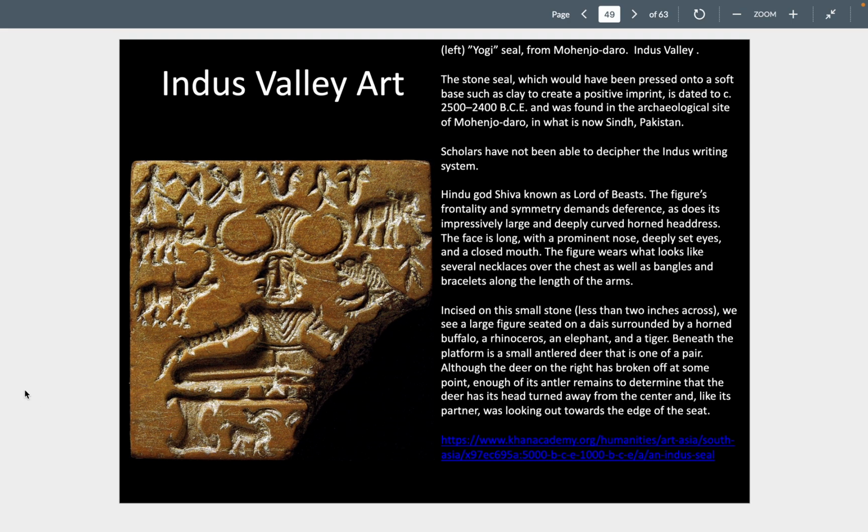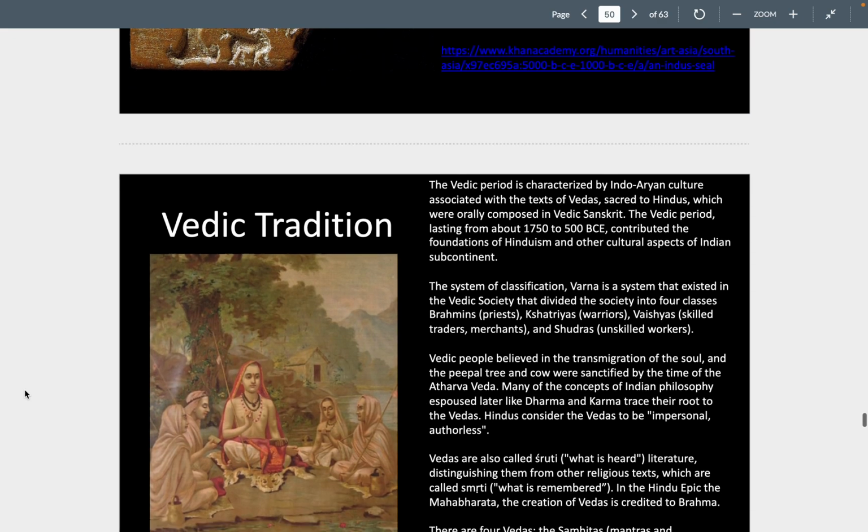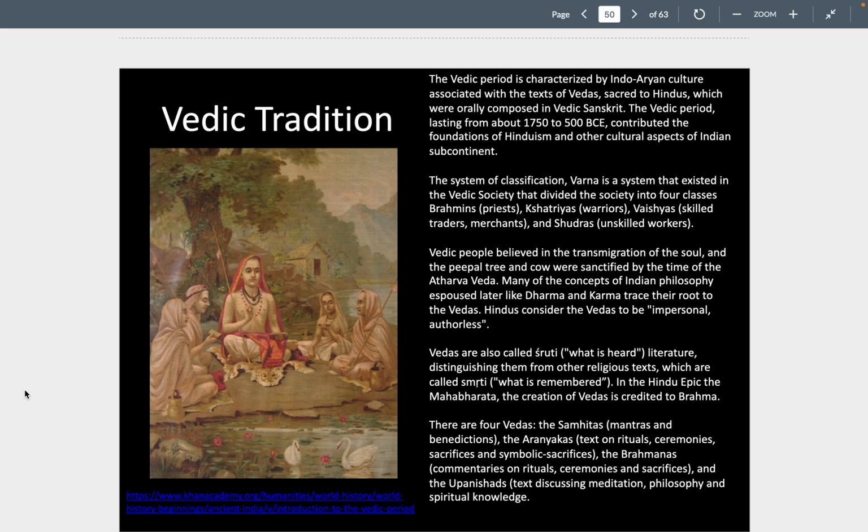We see art in the Indus Valley of yogis, and more than likely Hindu gods like Shiva, the Lord of the Beast, probably here. From the Vedic traditions, we have a caste system, and this caste system is set up for a sociological division that is very rigid, and there are 4 principal castes: priests and scholars, rulers and warriors, artisans and merchants, and then unskilled workers. You are not allowed to shift in your caste, and you are supposed to live in such a way as to do the best that you can within your caste system.